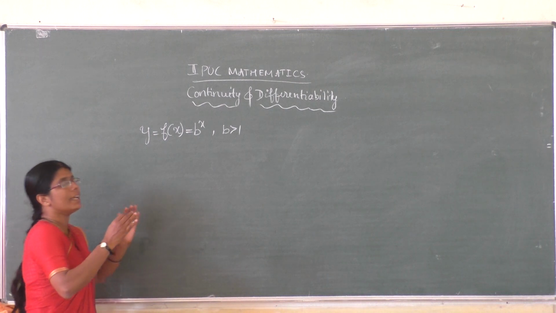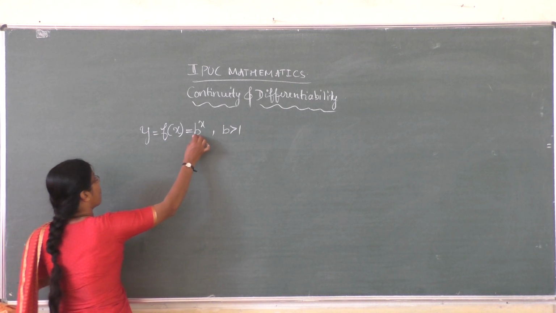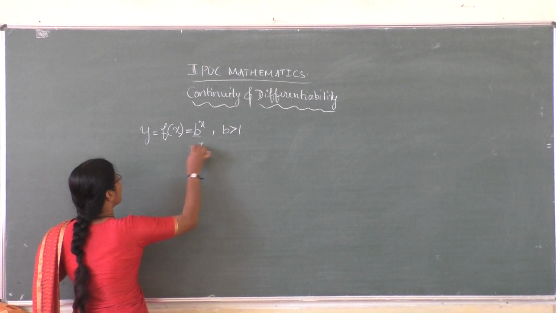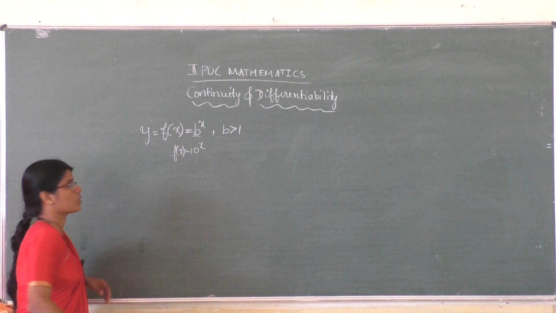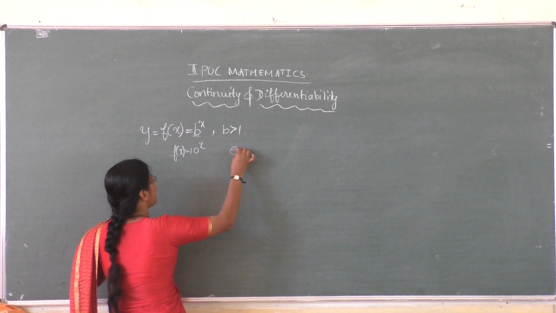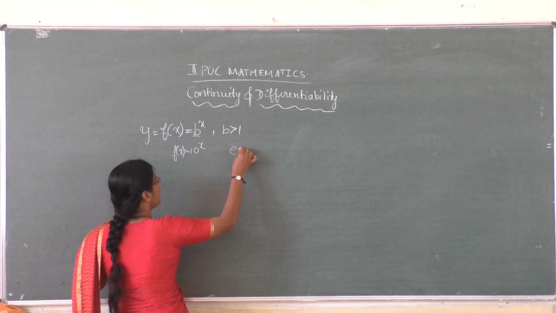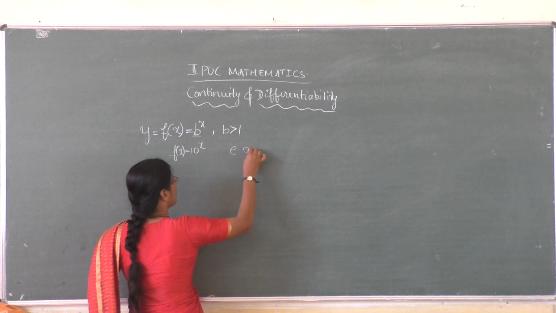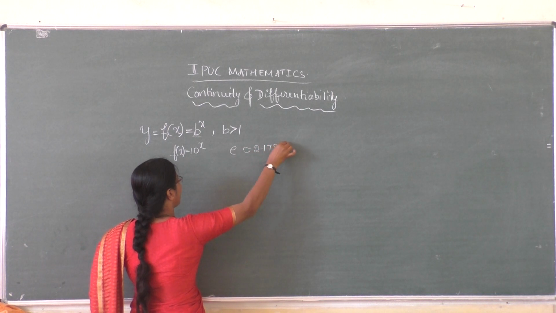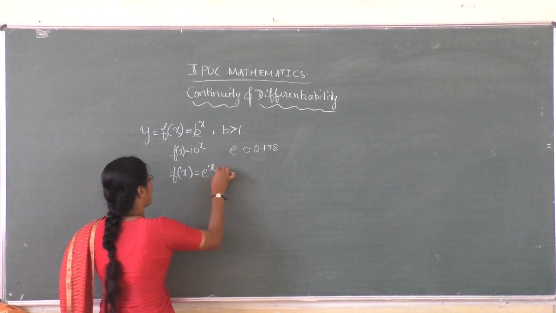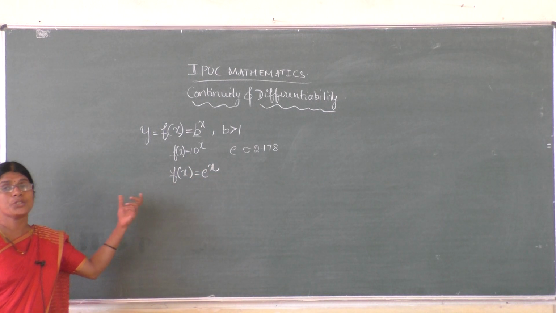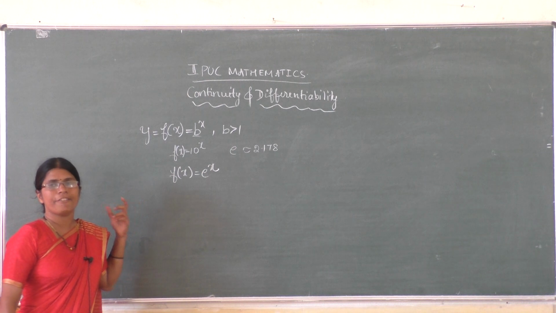Already I told that if the base is 10, then that function is called a common exponential function. And suppose the base is e, that is, e is a number approximately equal to 2.178, then f of x is equal to e to the power x. This is called the natural exponential function.